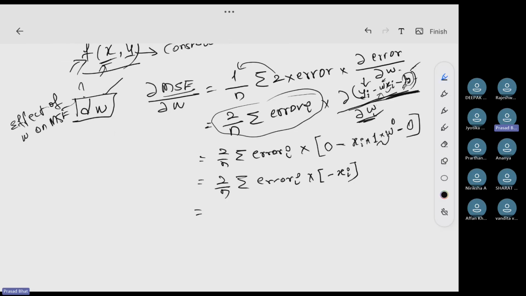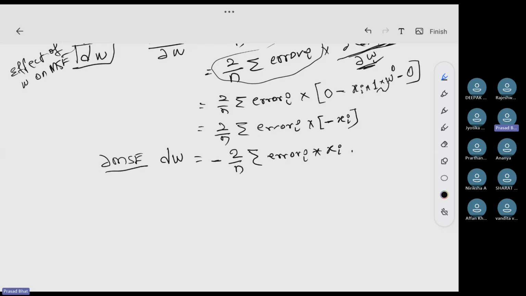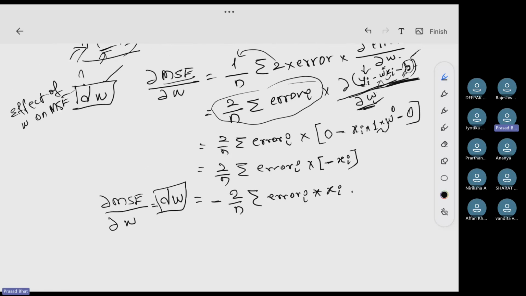So again, if I simplify this, if I want, I can take this minus sign outside, right? This is allowed. 2 by n sigma error I multiplied with xi. This is the effect of W on MSE. Understood? So this is essentially dou MSE by dou W. This is just a name I have taken. Okay. The same thing we can do for B as well.